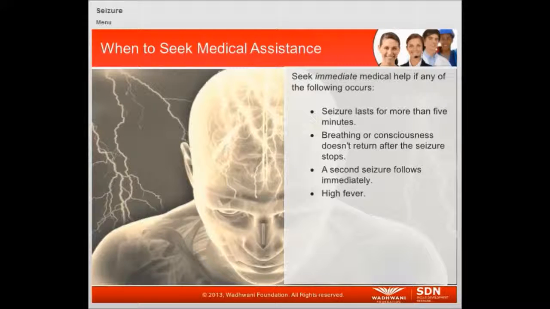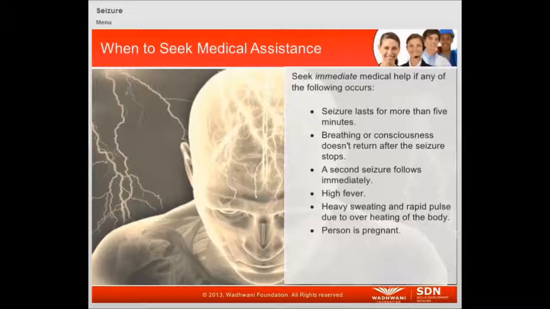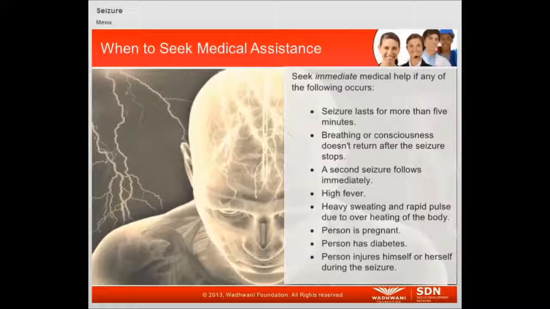High fever, heavy sweating and rapid pulse due to overheating of the body. Person is pregnant. Person has diabetes. Person injures himself or herself during the seizure.